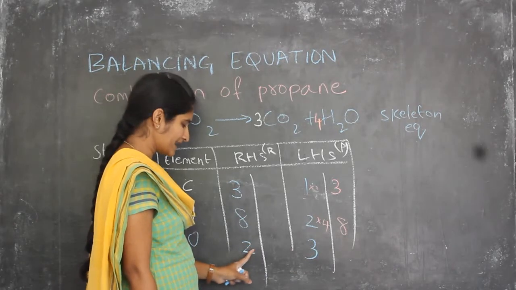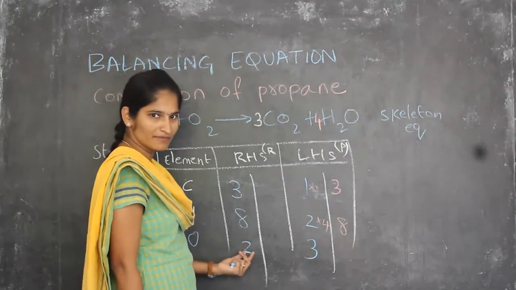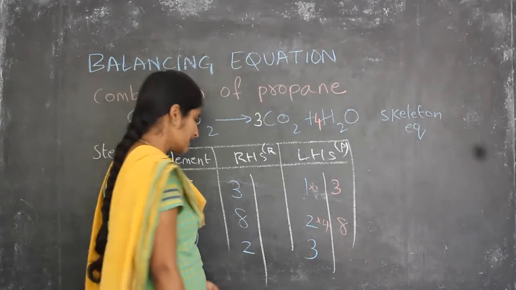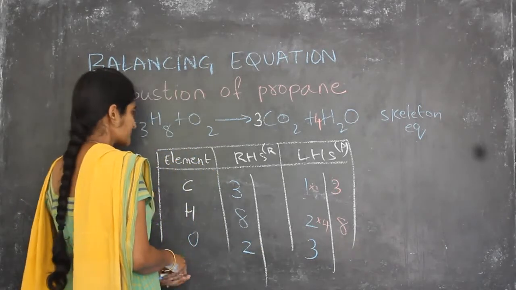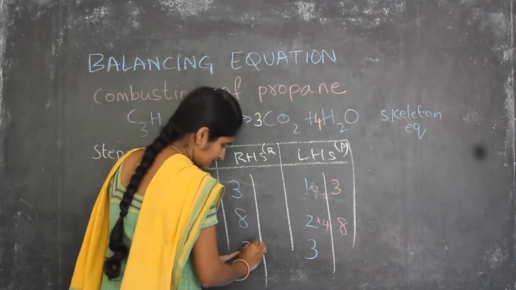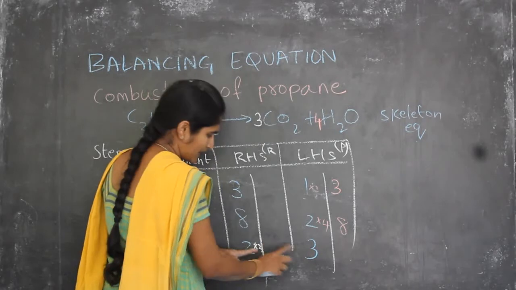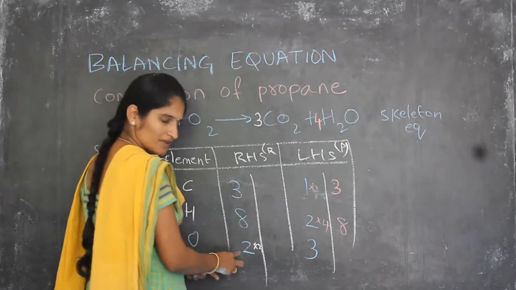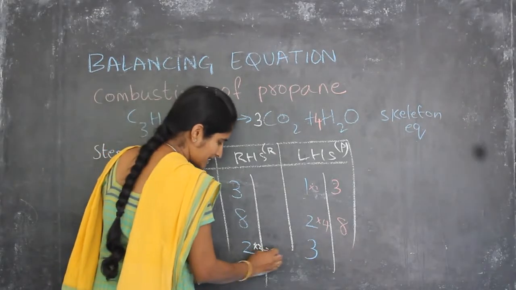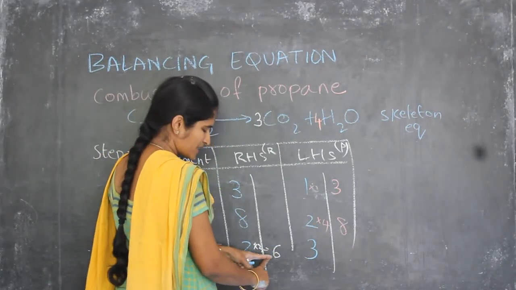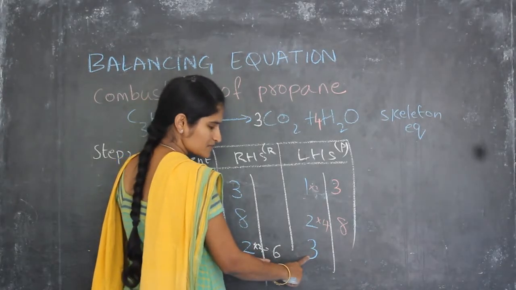Okay, so can I get 3 here? If I multiply 2 with any number, can I get 3? No. Is it clear? So what I will do here is write it as 3. That means I will multiply this 3 with 2. So what will I get here? 6.